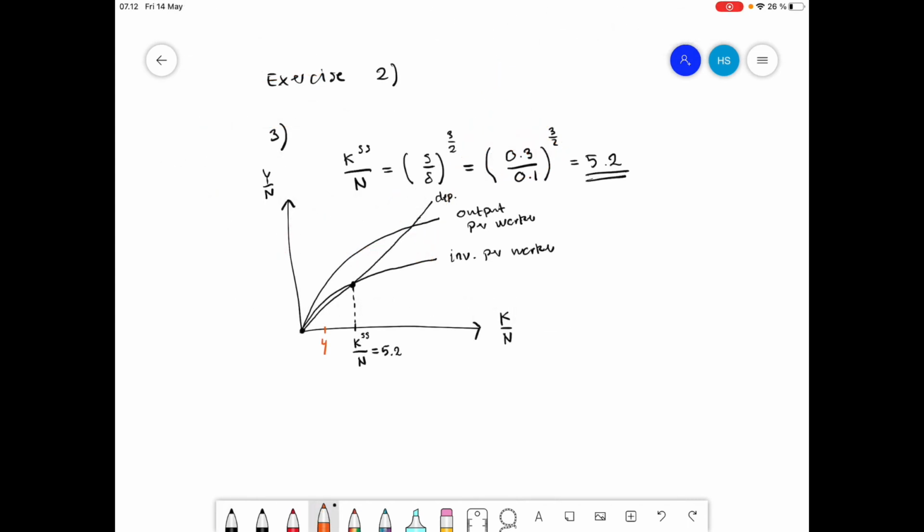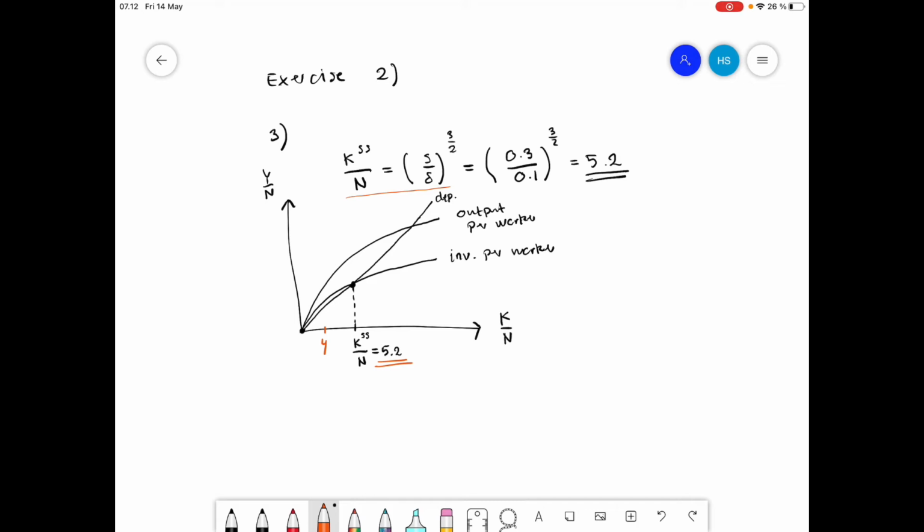So in steady state, we have computed the capital stock in steady state in per worker terms. That is the savings rate over the depreciation rate raised to 1/2. This value we can compute by plugging in the saving rate and the depreciation rate. And if we do so, we get that the capital stock in steady state in per worker terms is equal to 5.2. Now, in question 3, we're asked, will the capital stock increase or decrease in this economy over time?